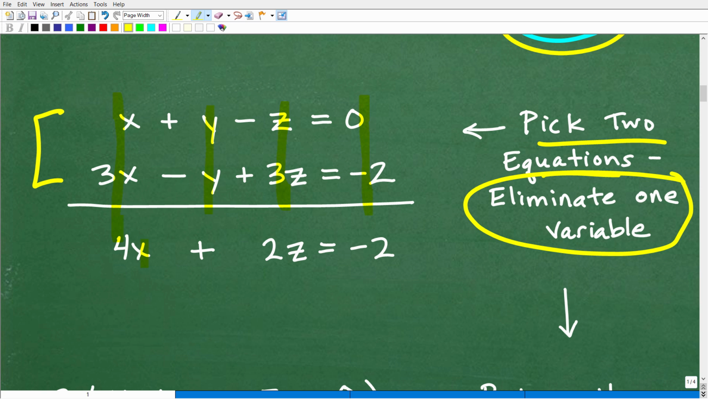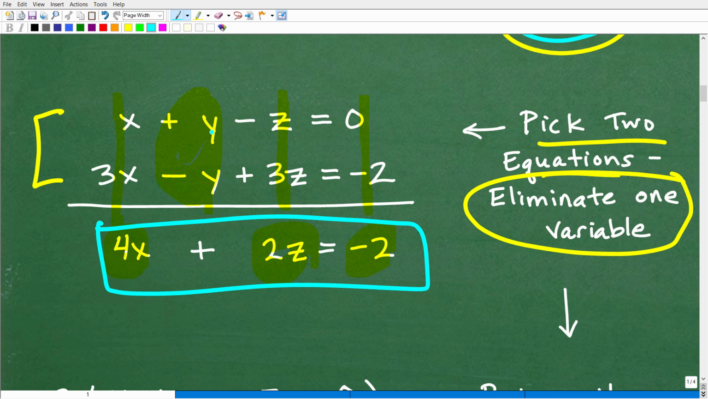So I get x plus 3x gives me 4x. y plus negative y is 0. Guess what? I just eliminated the y here. And I have negative z plus 3z is 2z, and 0 plus negative 2 is negative 2. So this is awesome because I just got rid of my y's, meaning I have two variables here, right? I have x and z. So I'm like, oh wow, I remember how to solve a two variable linear system.